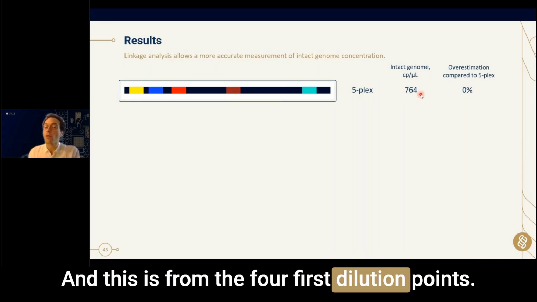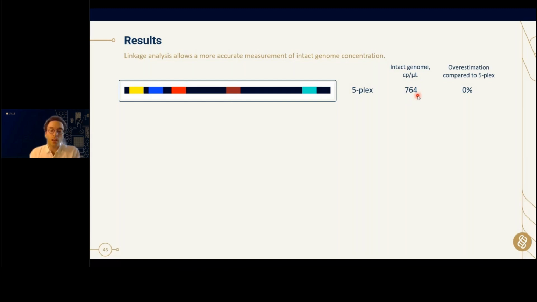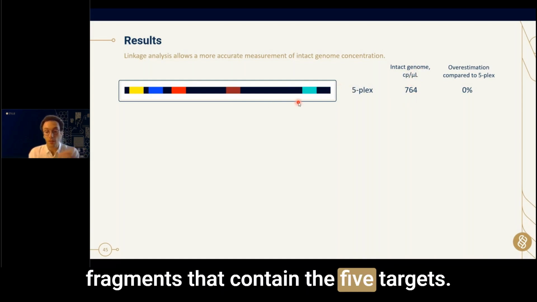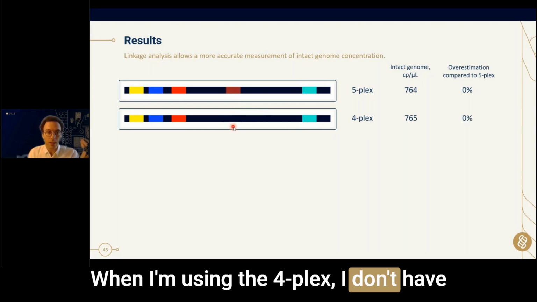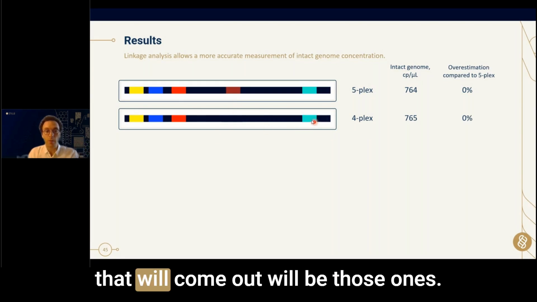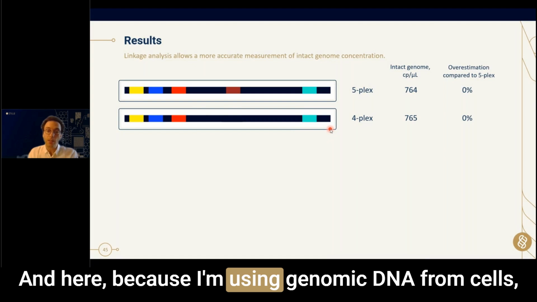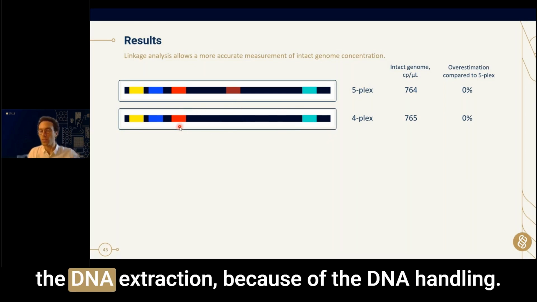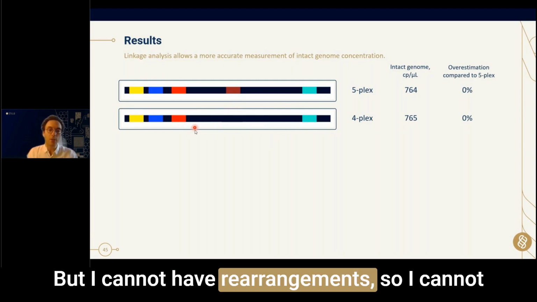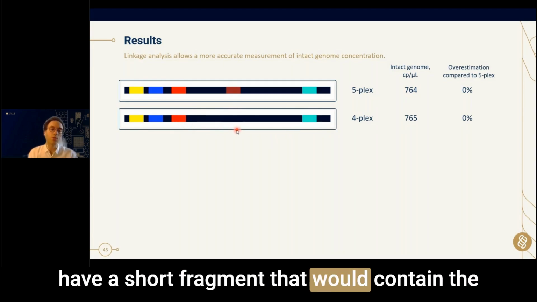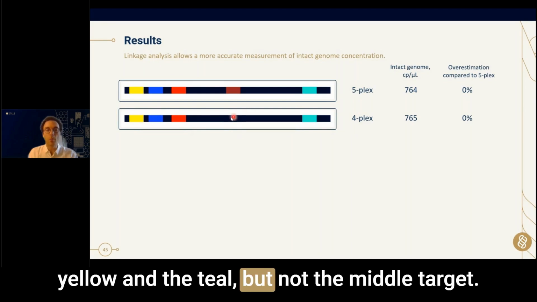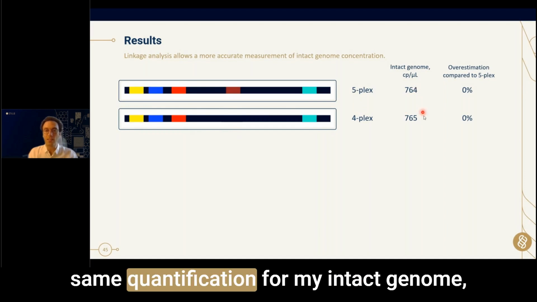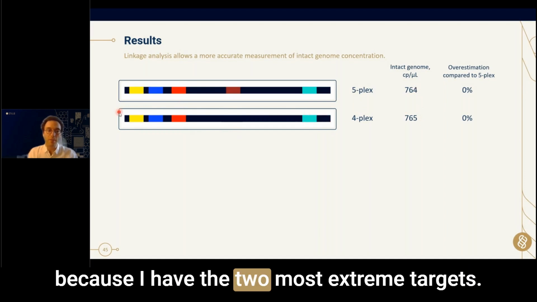And this is from the 4 first dilution points. This is the average. So of course, with the 5-plex assay, what will come out as intact will be only the fragments that contain the 5 targets. When I'm using the 4-plex, I don't have the infrared signal, so the fragments that will come out will be those ones. And here, because I'm using genomic DNA from cells, I can only have fragmentation happen because of the DNA extraction, because of the DNA handling. But I cannot have rearrangement. So I cannot have a short fragment that would contain the yellow and the teal, but not the middle target. And that's why here, by going from the 5-plex to the 4-plex, I actually get the exact same quantification for my intact genome because I have the two most extreme targets.